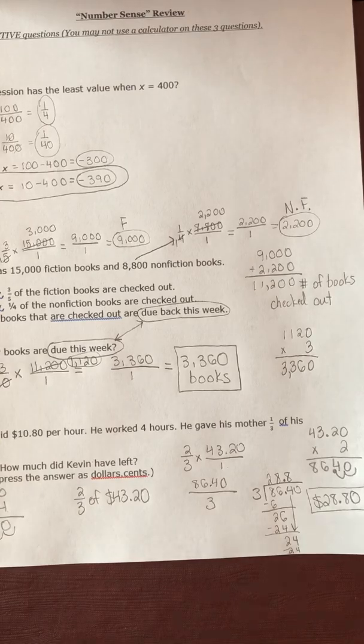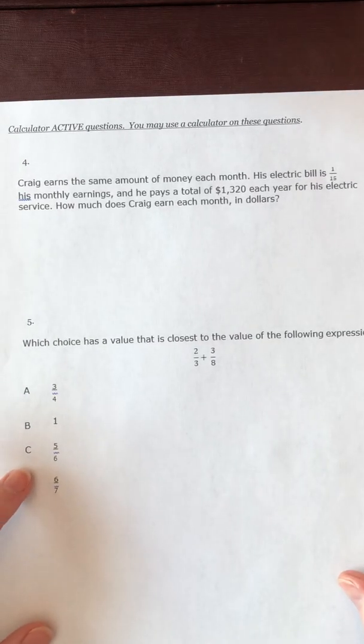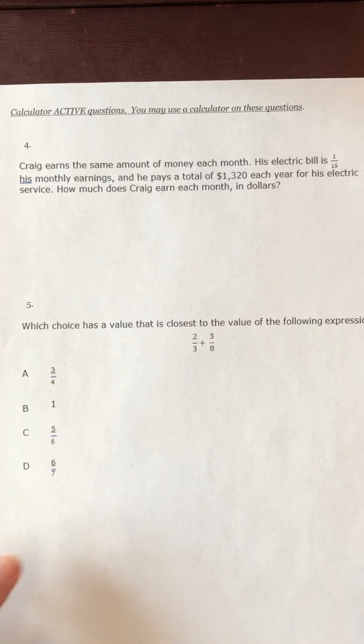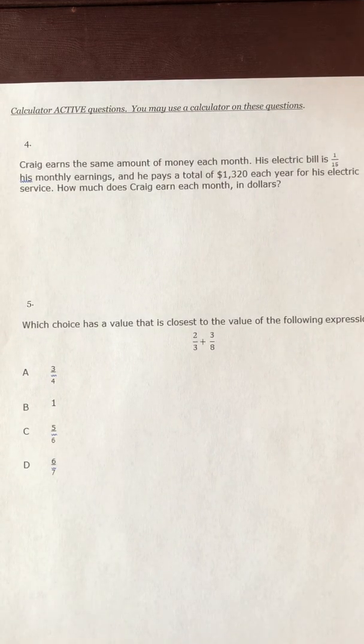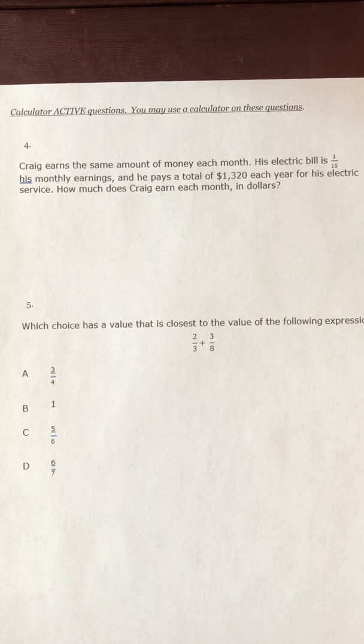Okay, so that takes care of numbers 1 through 3, the calculator inactive. So now numbers 4 and 5 should go a little quicker because those are the calculator active questions. So let's go ahead and look at number 4. It says Craig earns the same amount of money each month. His electric bill is 1/15 his monthly earnings, and he pays a total of $1,320 each year for his electric service. How much does Craig earn each month in dollars?